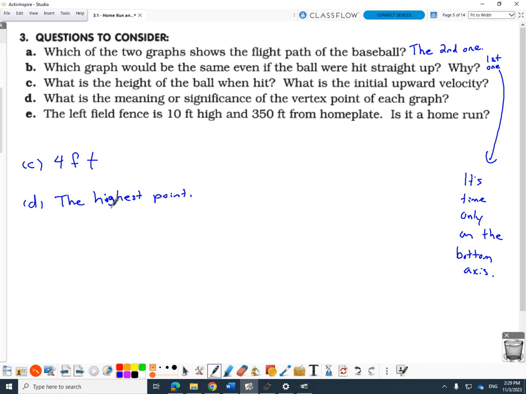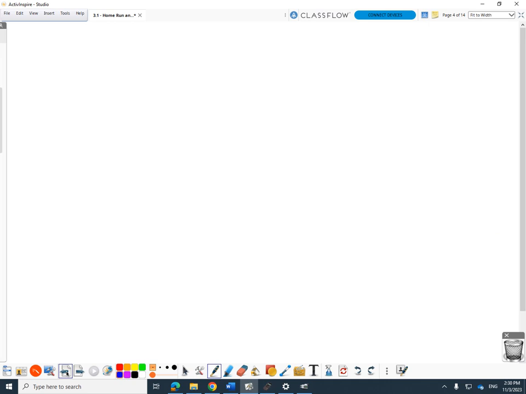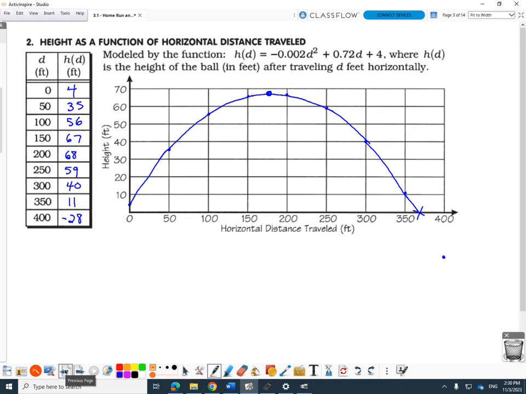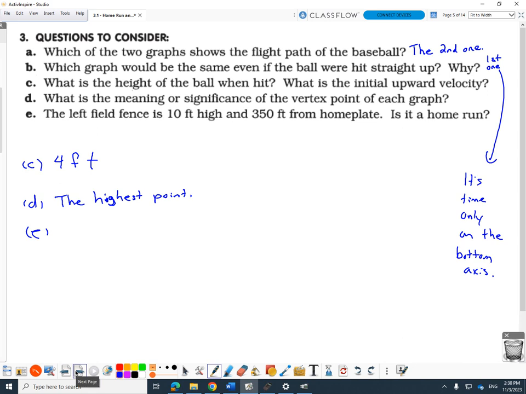Highest point. Now the big question. The left field fence is 10 feet high and 350 from home plate. Do you think it was a home run or not? Did it go over the wall? Yes. Actually, no. Well, at 350 it was 11 feet. Is it enough to go over the wall? That's what the question says. It says if the left field fence is 10 feet high and 350 meters from, so it's just enough.